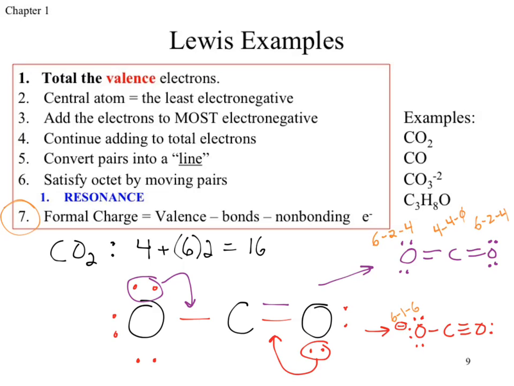What happens when we move to our carbon? 4 minus 0. So it has no charge. What happens when we move to the last oxygen? 6 minus 3 minus 2 gives us plus 1. The charge on that oxygen is positive.